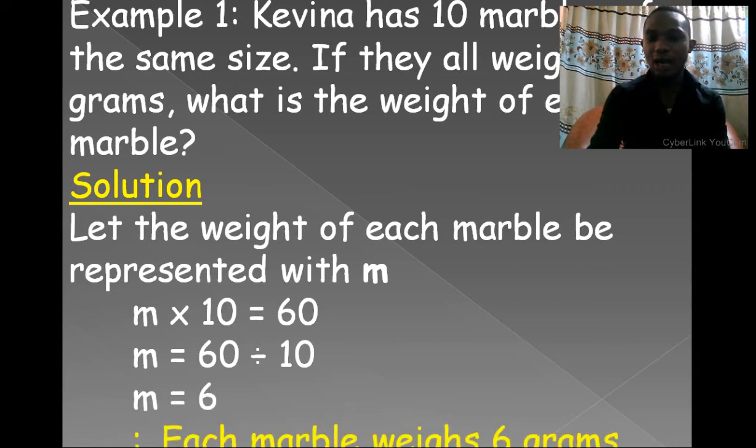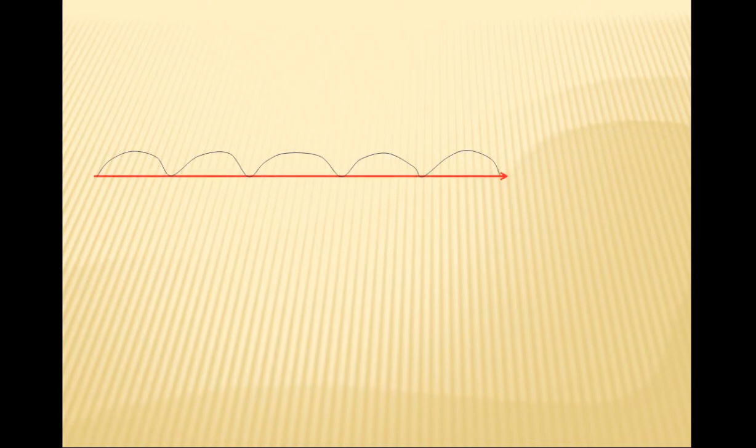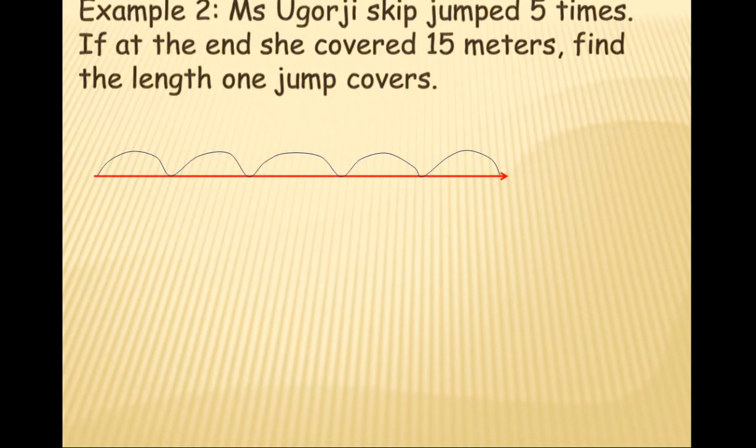Now, we move on to the next one. We have this question. Miss Ugoji jumped 5 times. If at the end she covered 15 meters, find the length one jump covers.